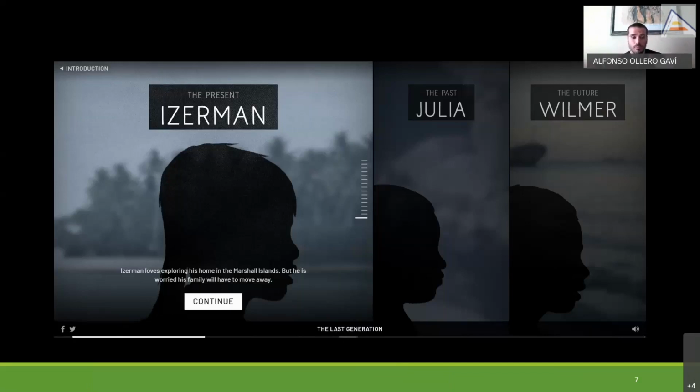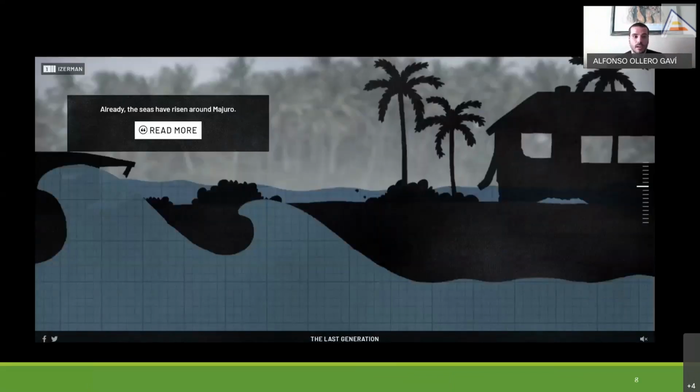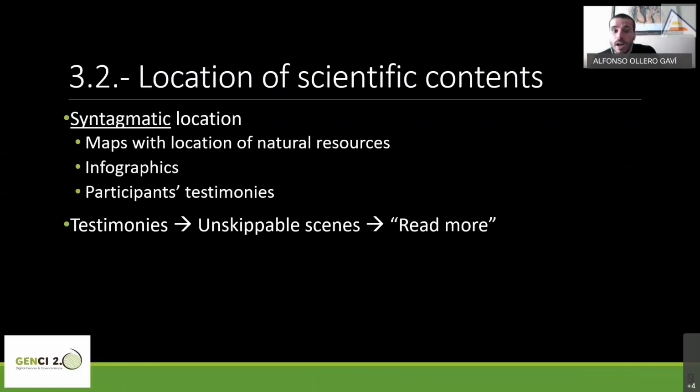This is the presentation of the major layer within the text. And this, if you can see here, the read more button, redirects this kind of function to other scientific contents, as I will come to explain right now. So as for scientific contents, I decided to divide them into syntagmatic and paradigmatic locations. Syntagmatic locations were those which are directly embedded within the narrative. There is no need to interact with them. And what we could find within these syntagmatic locations were mostly maps, infographics, and also participants' testimonies.